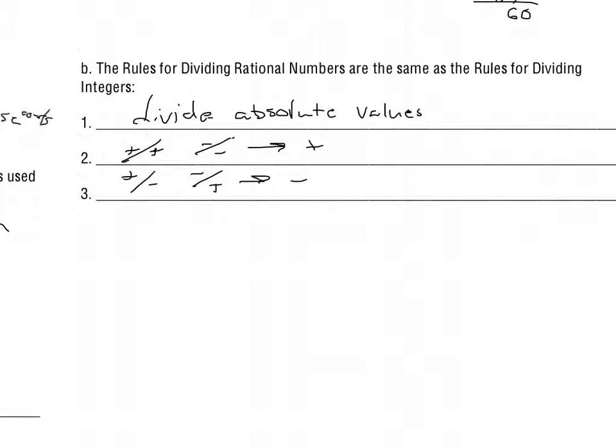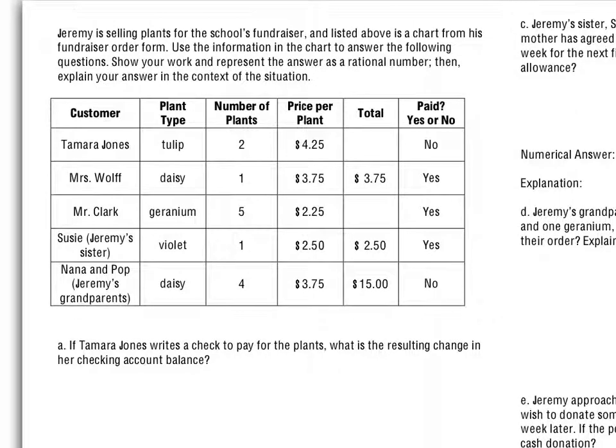Alright, flip on over to your partner work and answer the problems on the partner work. Alright, let's quickly walk through the context of this problem and what exactly is happening here. Jeremy is selling plants. We have a chart here that tells us how much individual plants cost and what the total would be.